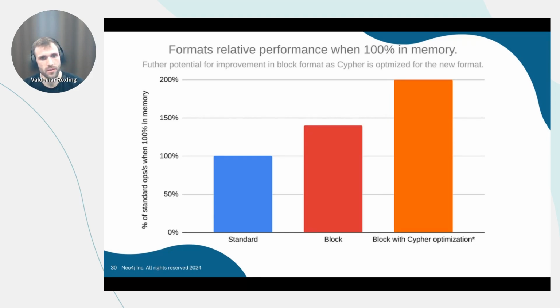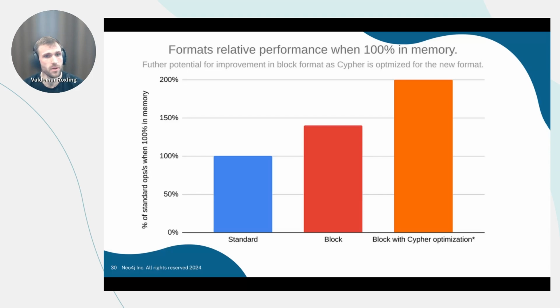And then on the right-hand side we have block with Cypher optimizations. It's almost twice as fast. Cypher has been built and optimized for many, many years with the legacy formats in mind, and block format hasn't been around for so long. So over time, we can build a lot of improvements in Cypher that optimize for block format as well.